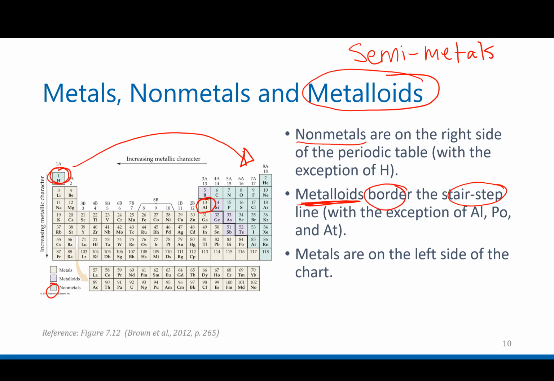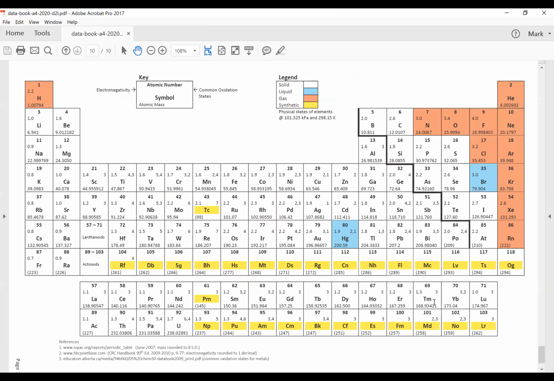So look at your data booklet here. I'm just going to share it with you now. I really want you to think about how easy this is. If you get into a test or a quiz or your final exam and you can't remember which is which, what I mean is you're having a brain meltdown and you can't remember if metals are on the left or right, think about the elements you're looking at.